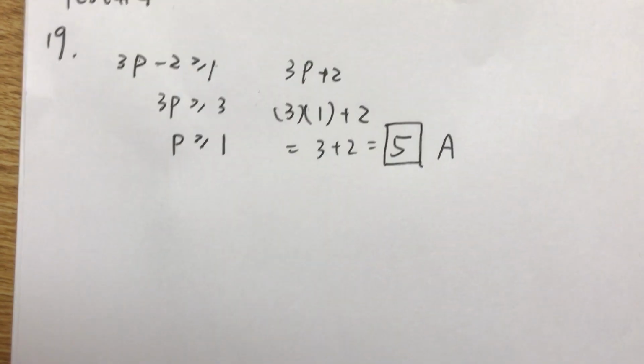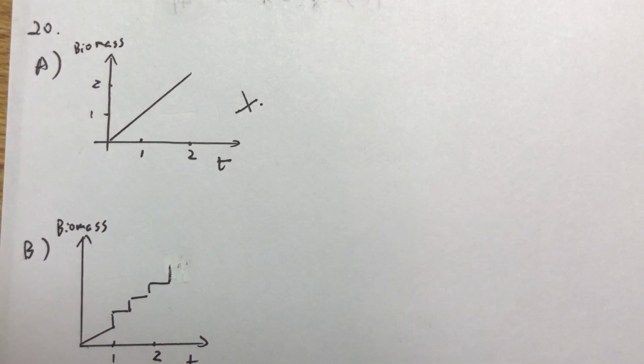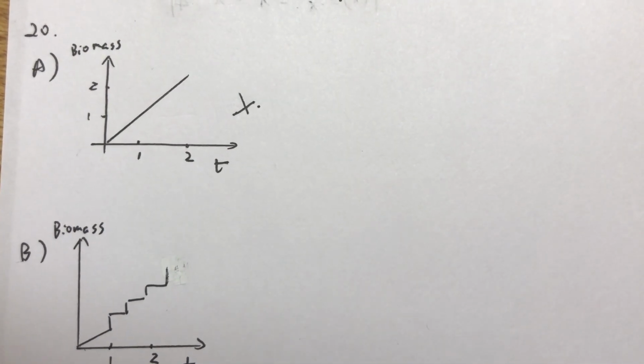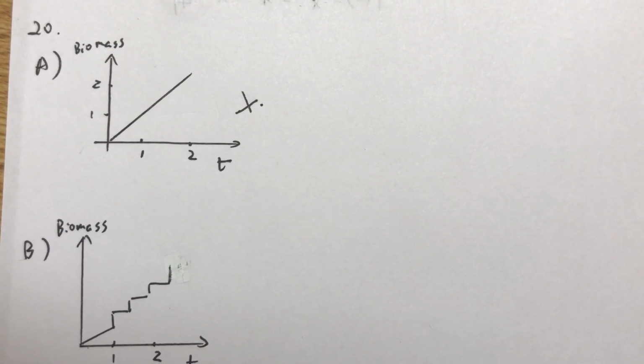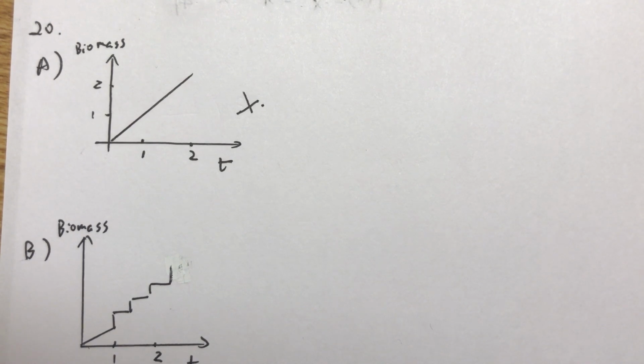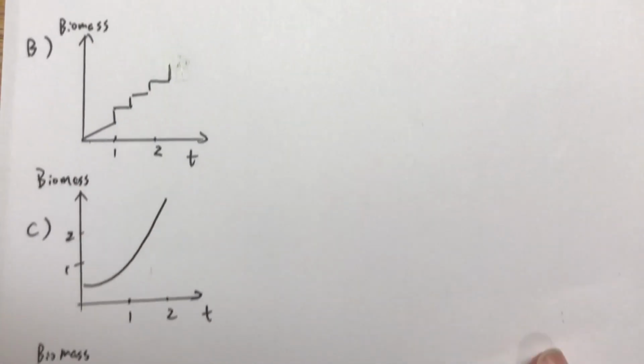Then we move on to question number 20. Question number 20 is a graph question. The question is, the mass of living organisms in a lake is defined to be the biomass of the lake. If the biomass in the lake doubles each year, which of the following graphs could model the biomass in the lake as a function of time? For this question, we have 4 graphs here.